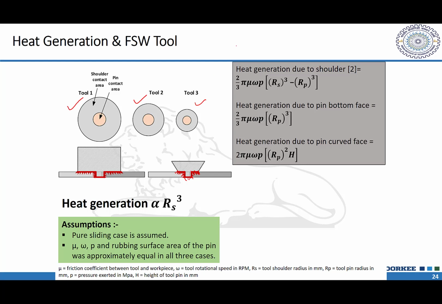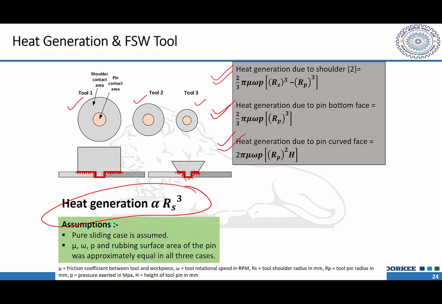So you can say there are empirical relations that have been developed to check the frictional heat generation by the shoulder, the frictional heat generation from the bottom of the tool pin, and the frictional heat generation from the vertical surface of the pin or the tapered surface of the pin, as per the case. In general, in all these cases, the primary factor governing the heat generation is the shoulder diameter.